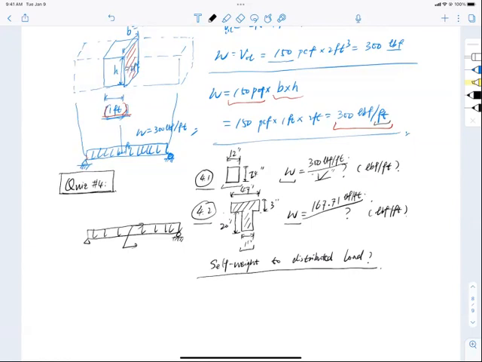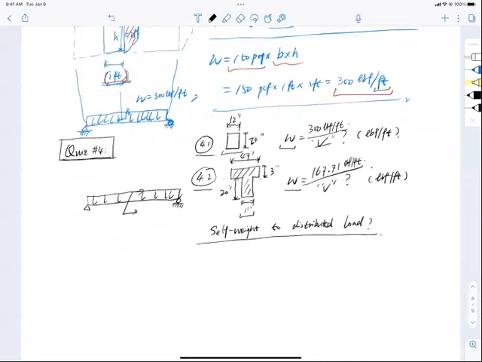Natalie, anybody? Same number, different number? Yeah, we got the same number. Okay, so that sounds right. So yes, indeed, that is the dead load exerted on the beam, right? So one is 300 pounds per foot and the other's 167 pounds per foot. So that is the dead load. Now this is example 4.1, 4.2, right?